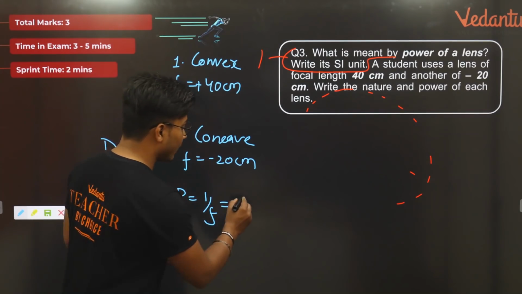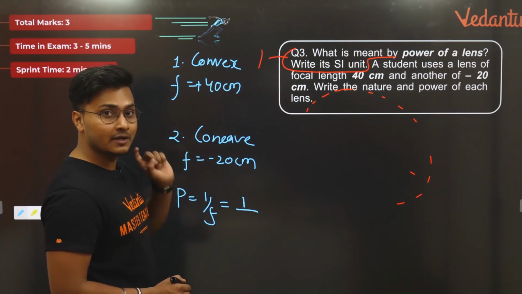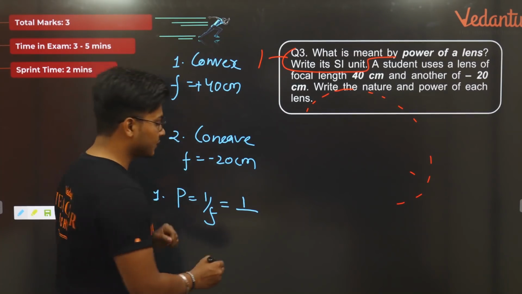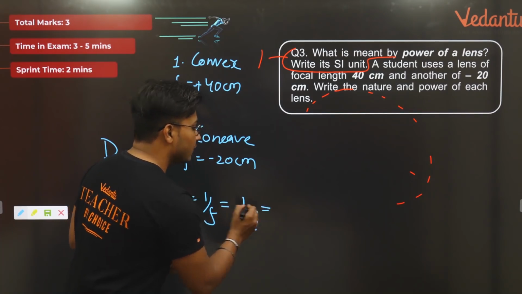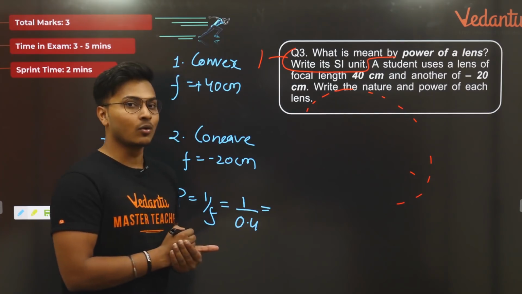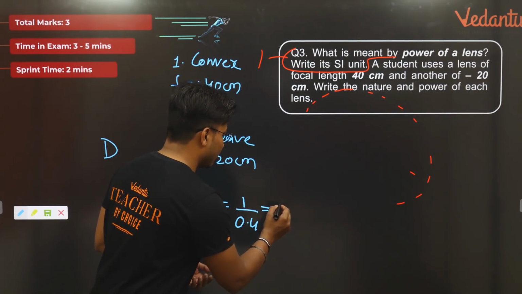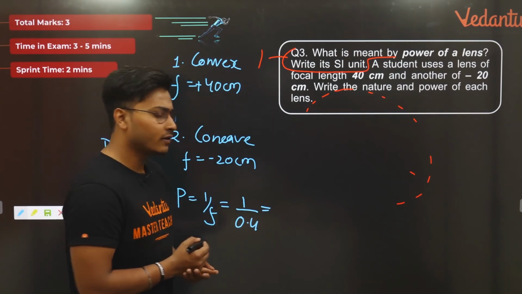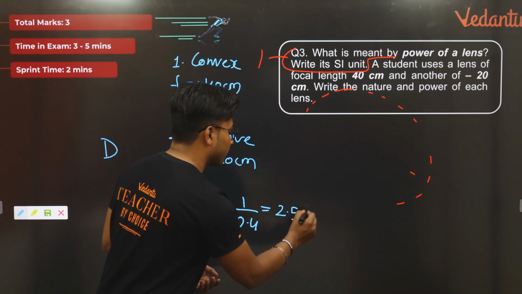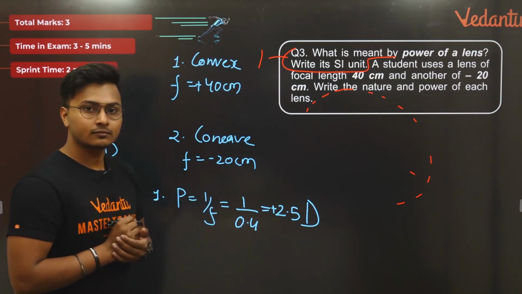So 1 by f is equal to 1 by 40 centimeters. Converted to meters, you will get 0.4 meters. So 1 by 0.4 comes, which is equal to what? It is basically nothing but 2.5. So 2.5 diopters, a positive value.